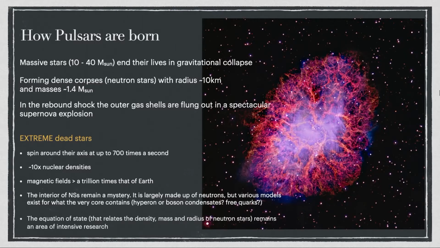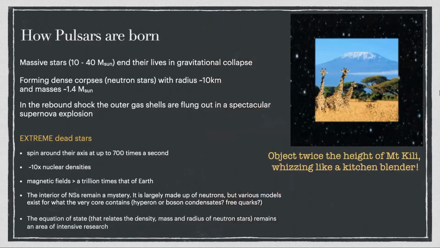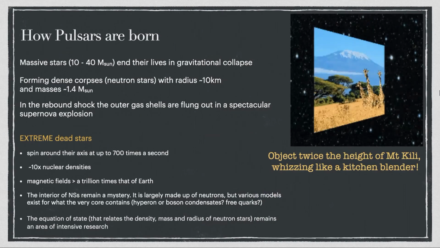So they spin around their axis up to 700 times a second, right? And we said this was like 10 kilometers in diameter. So basically you've got an object that's maybe twice the height of Mount Kilimanjaro just whizzing around like a kitchen blender.